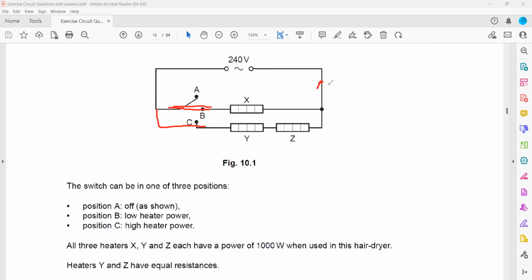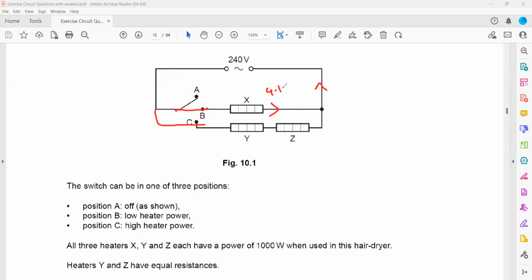If you want to calculate the current when it is at position B, the current is only through X. When it is at position C, the current is only through Y and Z. But what if there was another type of circuit in which all were connected, and the question is how much current is coming from the battery? So what will we do in that case? We'll find the current which we calculated.